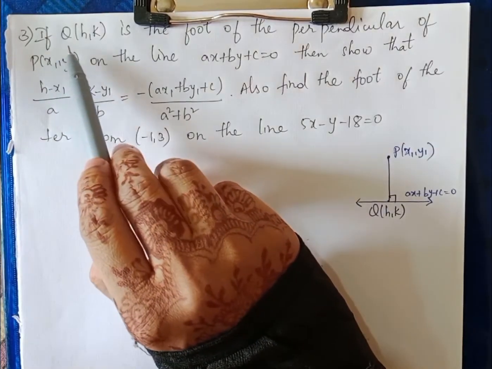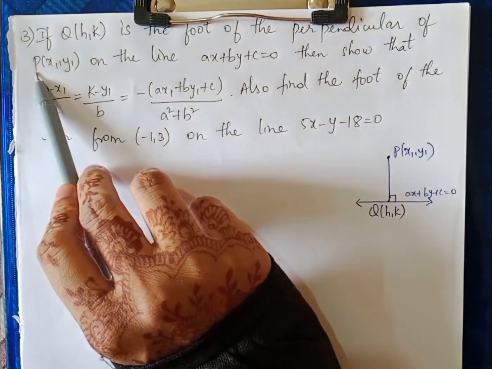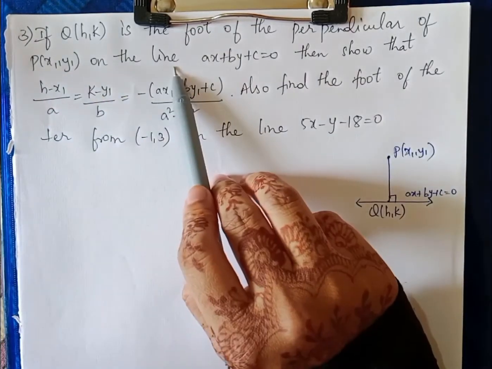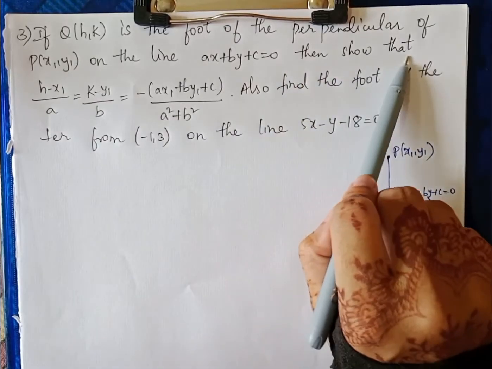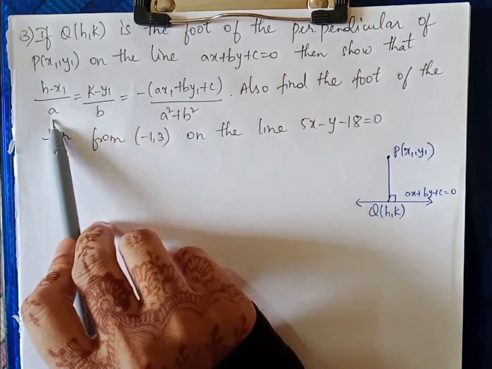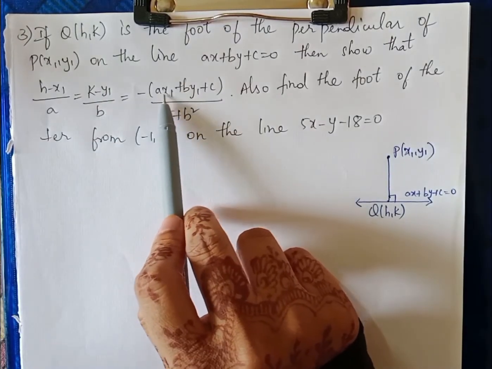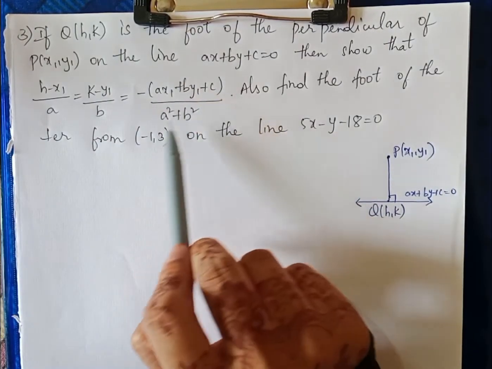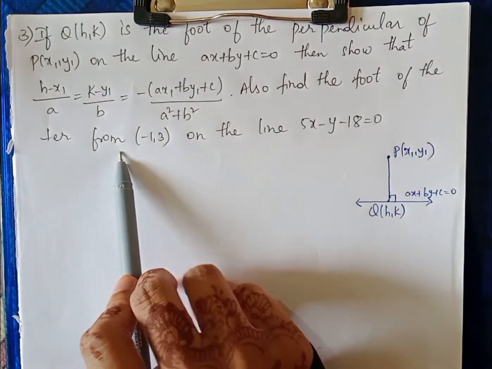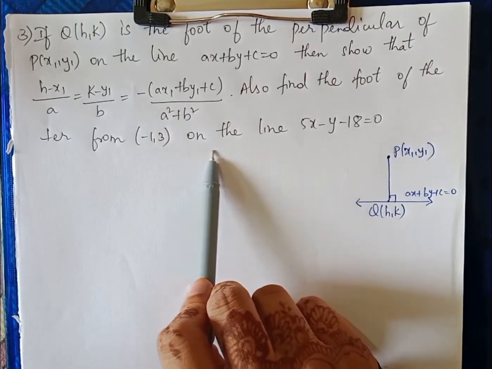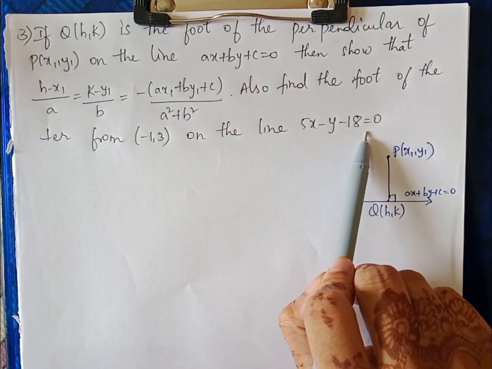So the question is, if Q(h, k) is the foot of the perpendicular from point P(x1, y1) on the straight line ax + by + c = 0, then show that (h - x1)/a = (k - y1)/b = -(ax1 + by1 + c)/(a² + b²). Also find the foot of the perpendicular from the point (-1, 3) on the line 5x - y - 18 = 0.